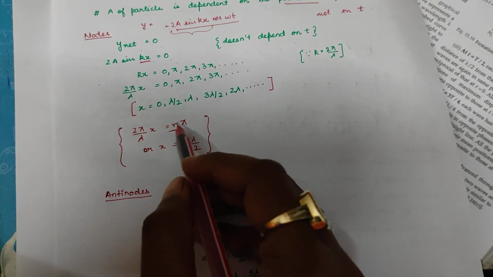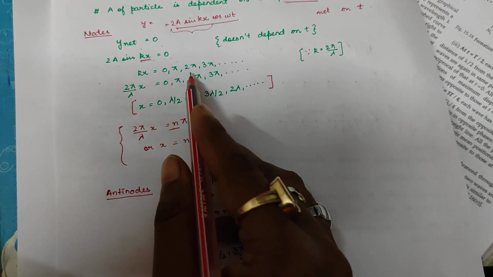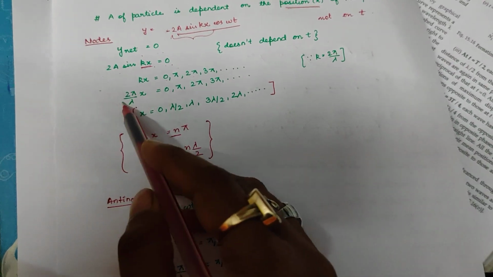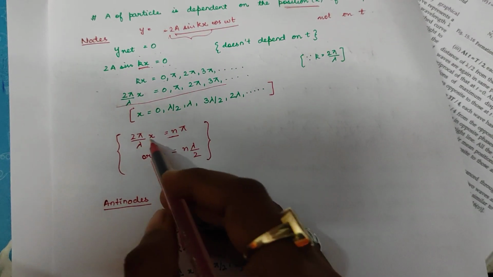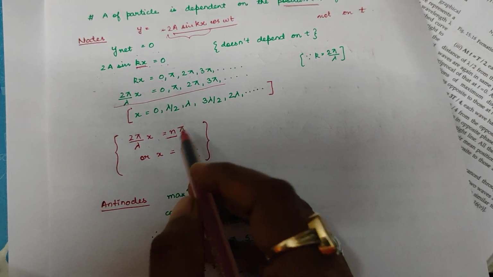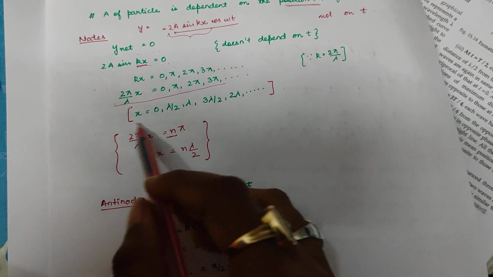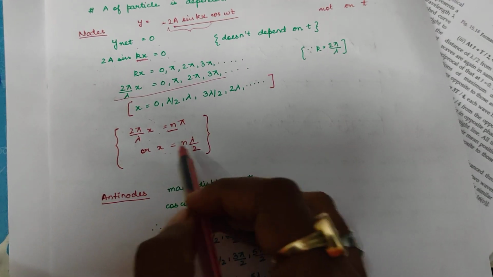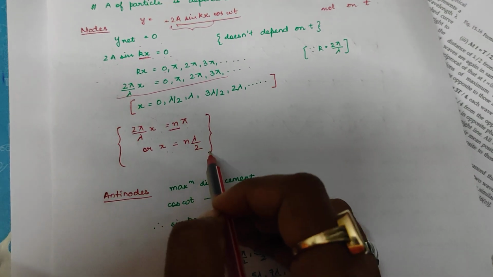If n is 1, 1 into pi will give you pi. If n is 2, 2 pi; n is 3, 3 pi; and 4 pi, and so on. So we can write this equation as 2 pi by lambda x equals n pi. So we can say that kx is a multiple of pi, or if we find x from here, it comes out to be equal to n lambda by 2.